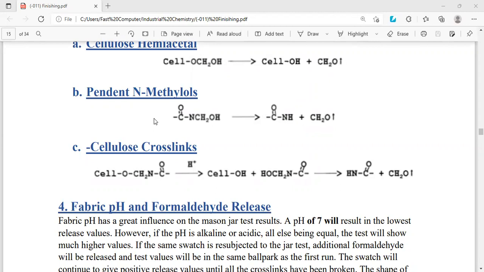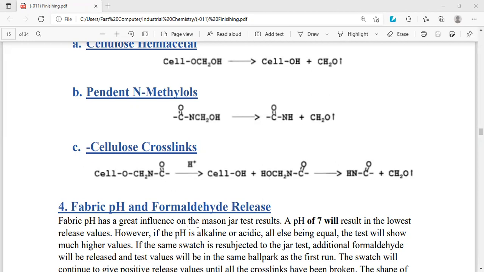Now we'll discuss pendant N-methylols. The N-methylols react to release formaldehyde. Cellulose crosslinks, in the presence of an acidic solution, will form cellulose and an intermediate product which will ultimately release formaldehyde. Fabric pH and formaldehyde release.